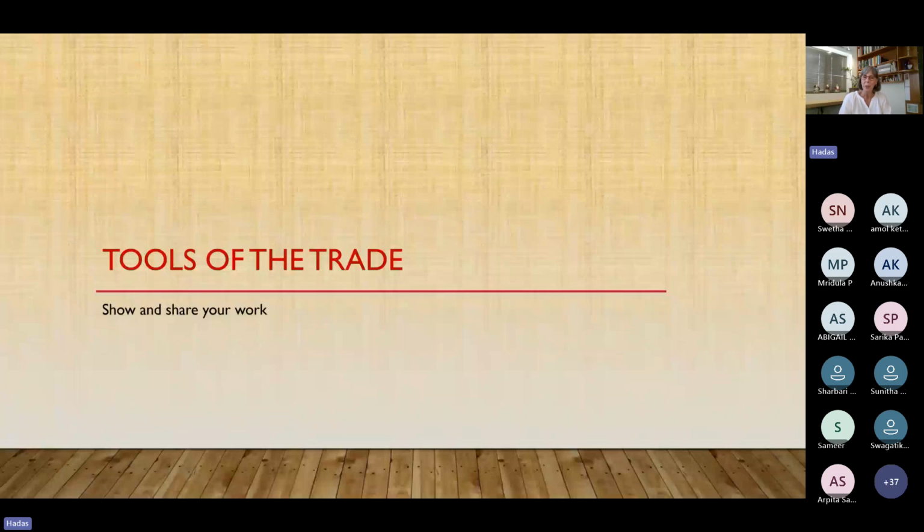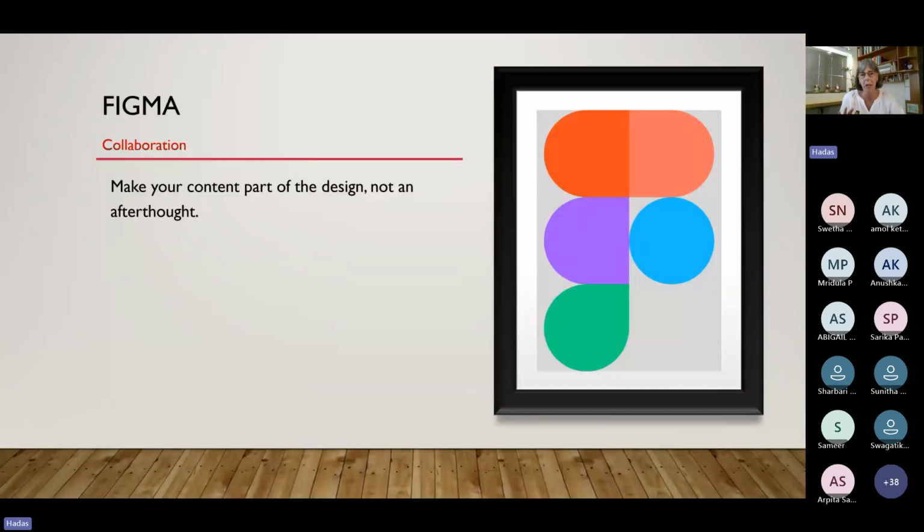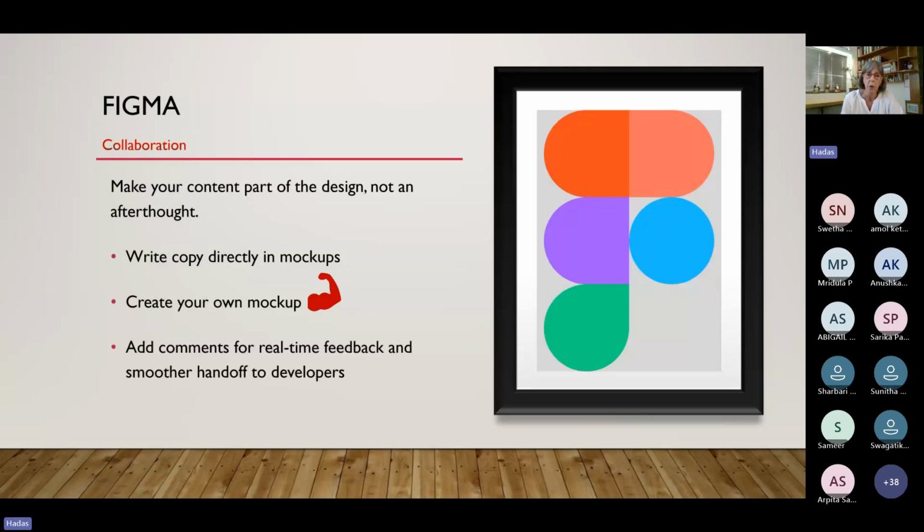So now some of the tools of the trade. I've mentioned this several times. You have a great collaboration tool in Figma. It makes your content part of the design and not an afterthought. You write the copy directly in mockups, or you can actually create your own mockup if it's at a stage where the design isn't even ready. And you can add comments for real-time feedback and smoother handoff to developers.